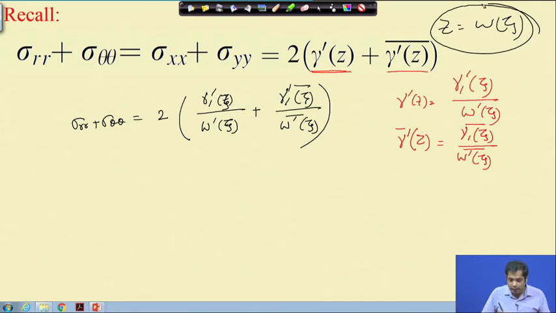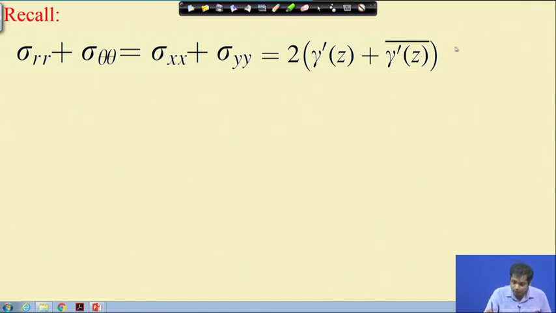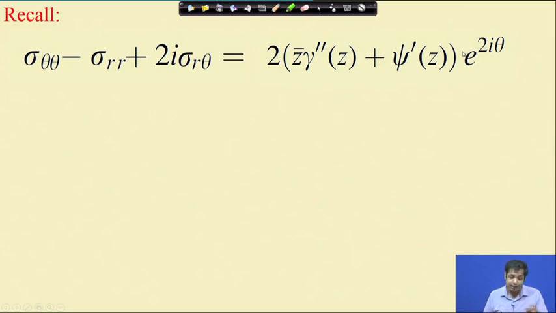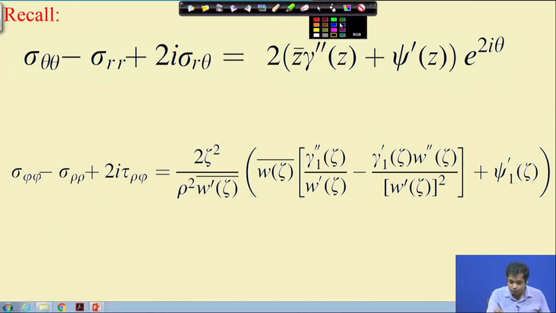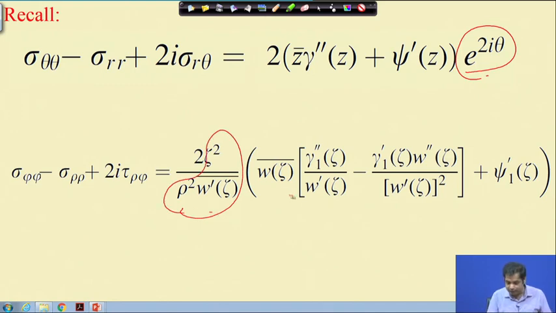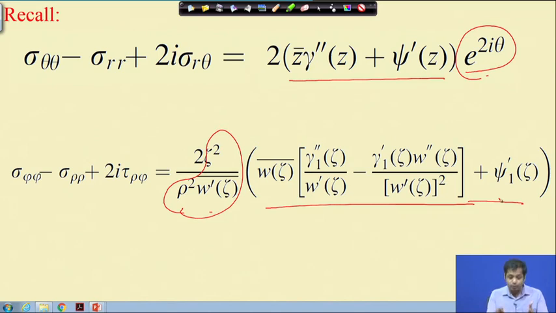Okay. Now, we had another equation, if you recall, another combination. Similarly, if you substitute the double derivative gamma double dash z and psi dash, obtained by following the same procedure, you will have an expression like this. So, the 2 psi theta term will give you this part, and the rest of the things will give you this part, the entire part. You can do that exercise and see whether you are getting this expression or not. Okay, this is for the stress equation.